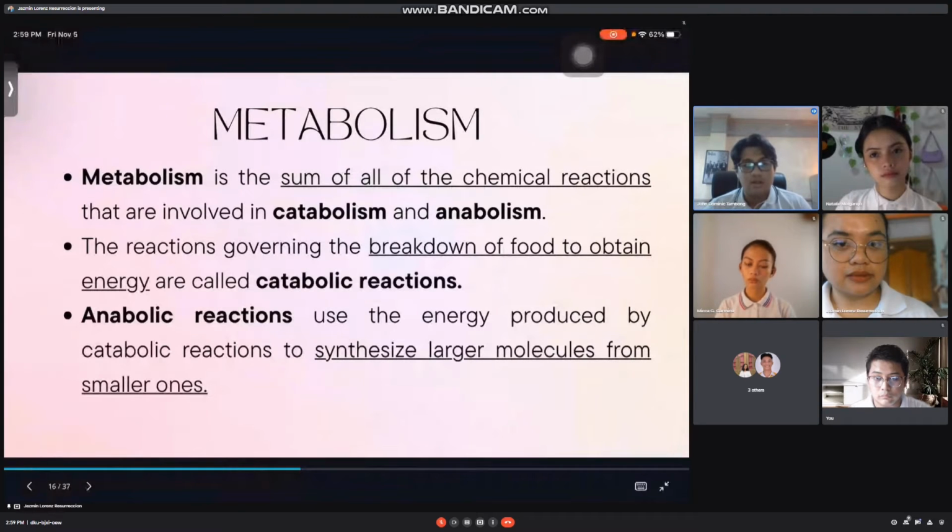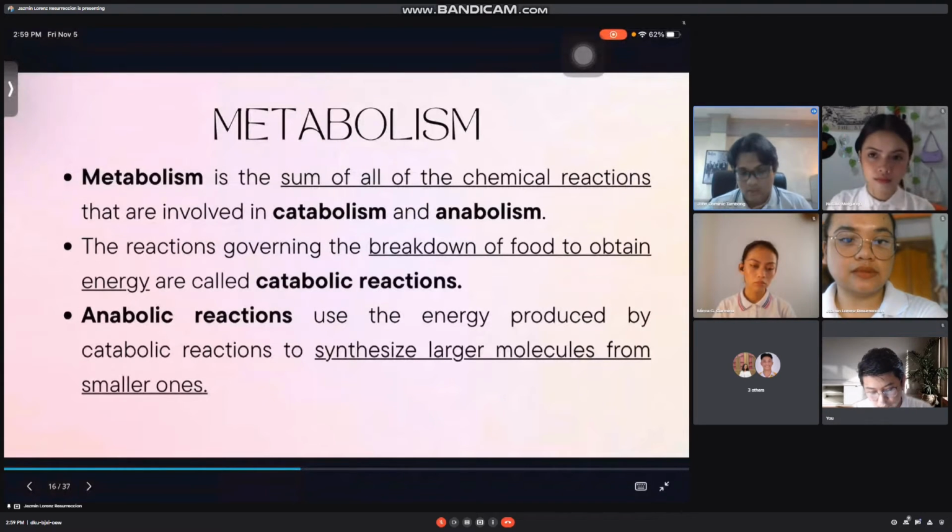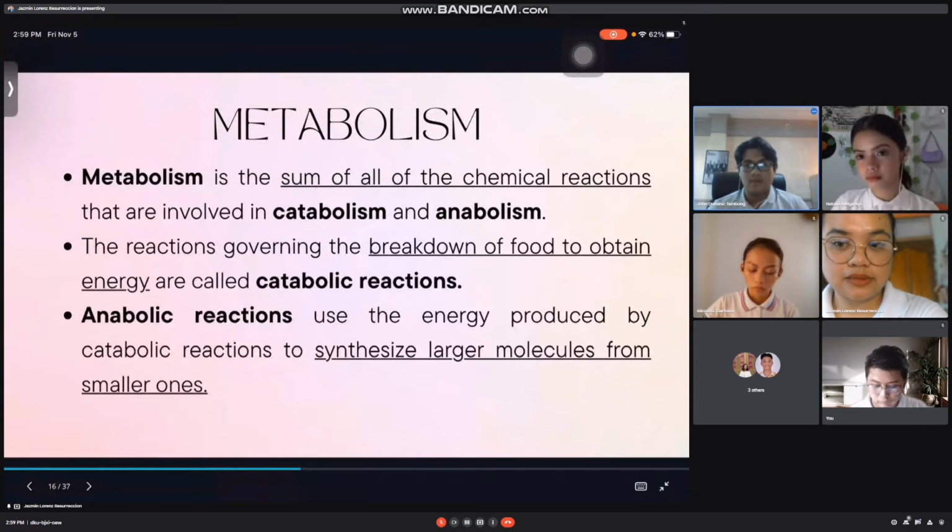The reactions governing the breakdown of food to obtain energy are called catabolic reactions. Anabolic reactions use the energy produced by catabolic reactions to synthesize larger molecules from smaller ones. So to differentiate them, catabolic reactions break down food into energy, while anabolic reactions synthesize smaller molecules into larger molecules. Okay, next slide, please.